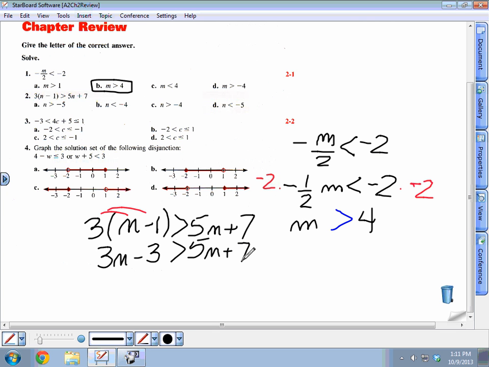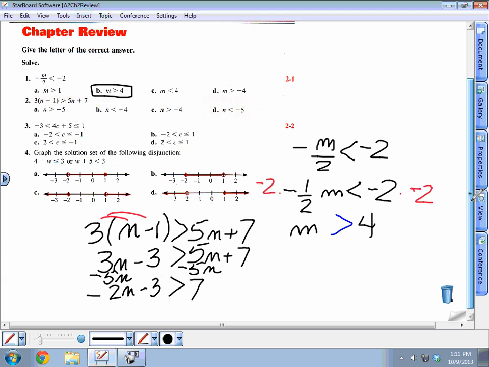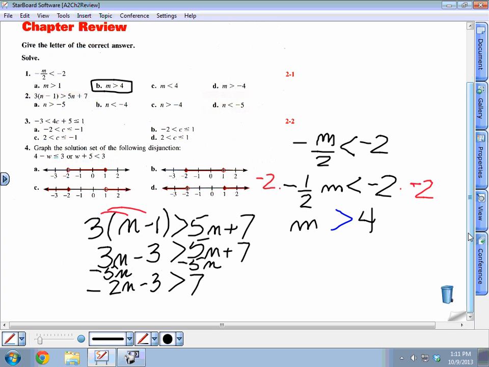Okay? So what I want to do is get all my n's on one side and all my numbers on the other side. And I've told you before, I want to get my n's on the left side just because that's what I like to do. So I'm going to subtract 5n from both sides. This gives me a minus 2n over here, and I just have my 7 over here. Now, next step, I'm going to add 3 to both sides. That gives me 10 over here, minus 2n.